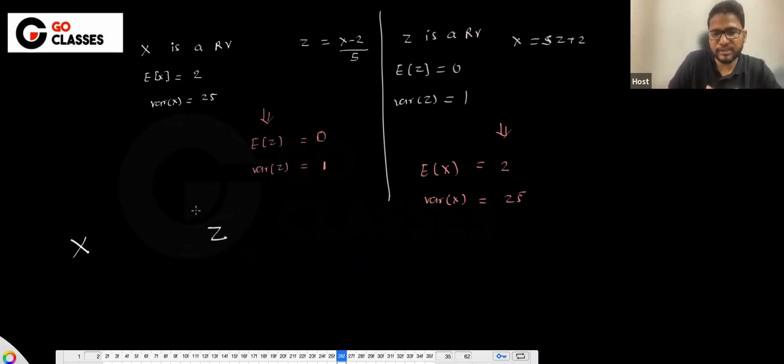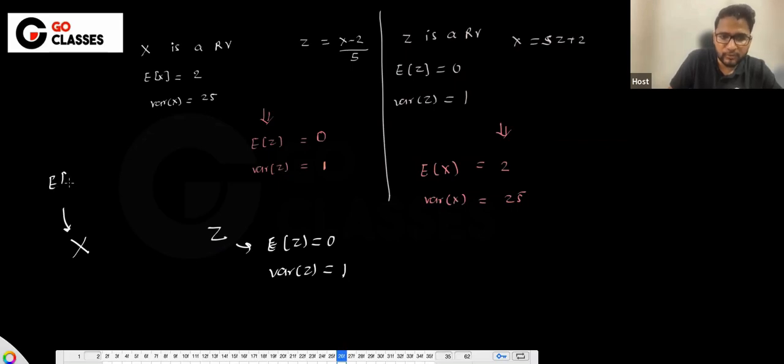Given z, it is one fixed random variable which has the expectation of z to be 0 and the variance of z to be 1. And given x, which will have some non-zero expectation and some non-zero variance, let's suppose the variance is 25 and the expectation is 2. Suppose these are non-zero and this is 0 and 1. This is fixed, this could be changing, but let's suppose this is fixed.